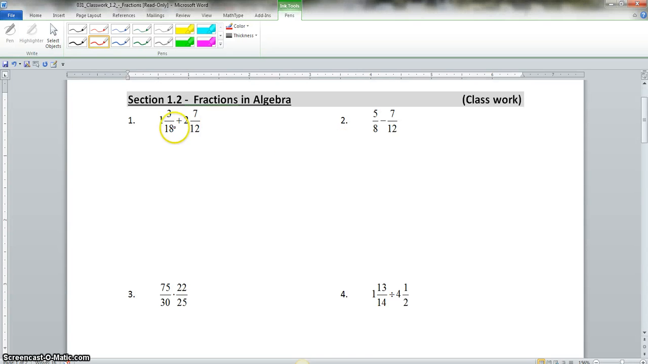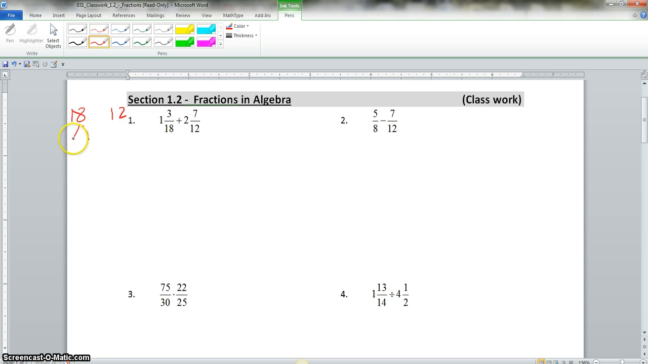Okay class, this is our classwork from section 1.2, fractions and algebra. We have 1 and 3/18 plus 2 and 7/12. Now as I showed you before on the video, the first thing we need to do here as far as these denominators are concerned is find the common denominator. And we do that by doing the prime factorization.